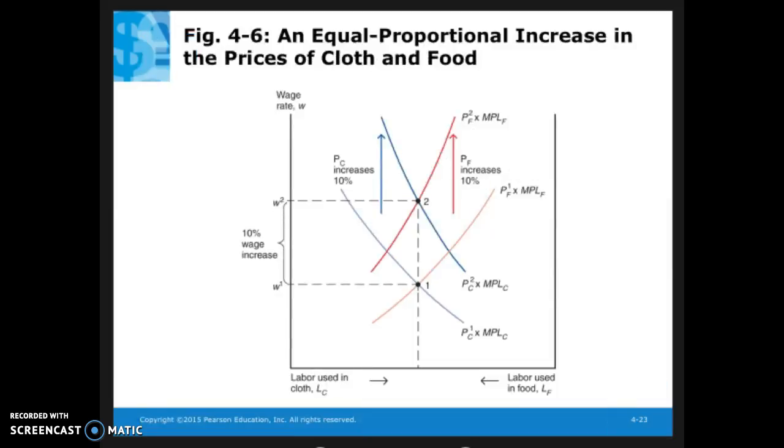Here you can see that graphically. With an equal proportional increase in the prices of cloth and food, they shift upward equally by 10%, and the wage rate shifts upward equally by 10%.